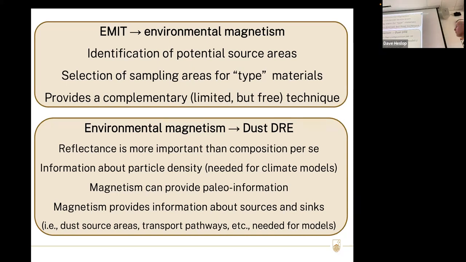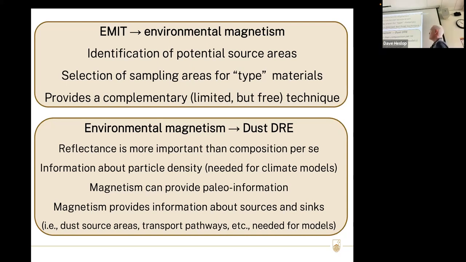So what it's doing is providing a complementary technique. It's free, but of course it's also limited. There's a lot of assumptions that go on from making a measurement from the International Space Station and from that actually trying to infer the amount of hematite and goethite. But it's there and it's certainly complementary to what we're trying to do.